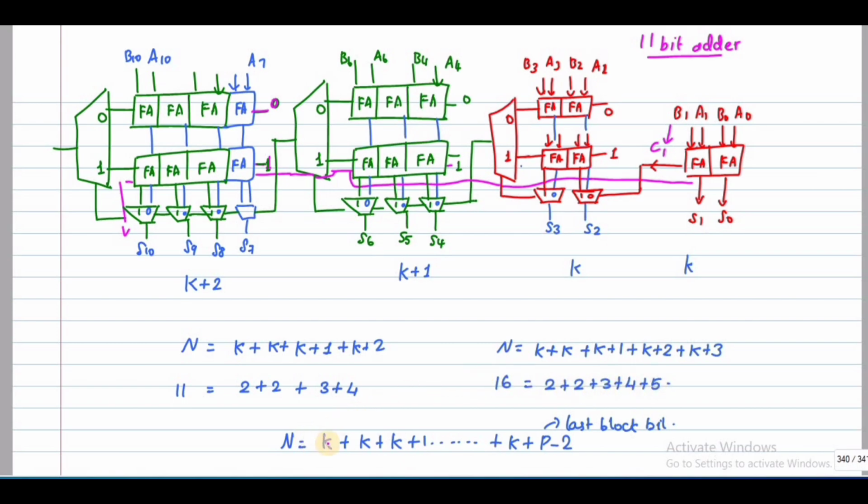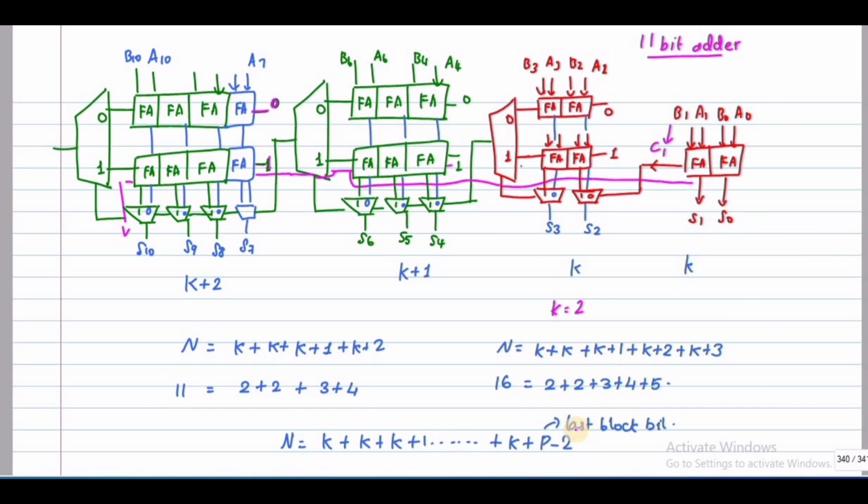So I can write n is equal to k plus k plus k plus 1 plus k plus 2. If the n value is 11-bit, k is equal to 2. You can substitute in the formula and you will get LHS equal to RHS. If it is 16, then n is equal to k plus up to k plus 3. So I can write n is equal to k plus 1 up to k plus p minus 2, where p is the last block bit.